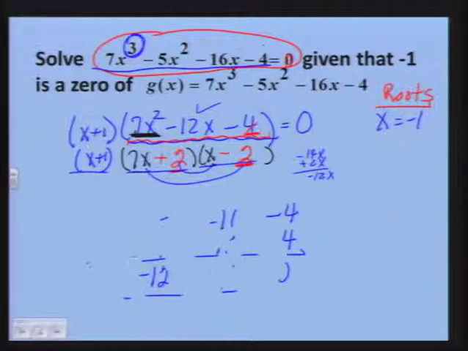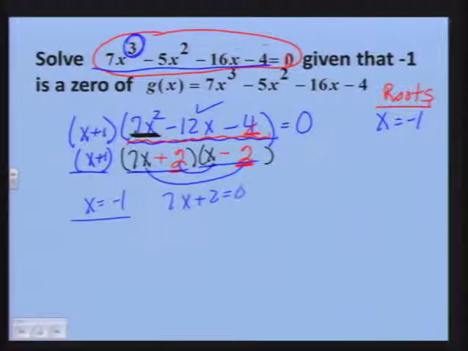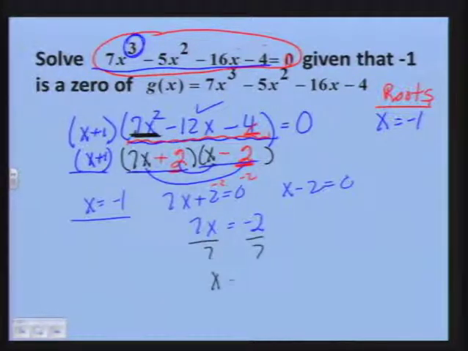We're going to set each factor with an x equal to 0, and we'll have all of our roots for our equation. Well, we already know that this one leads to x equals negative 1. But we'll let 7x plus 2 equal 0. Then we'll let x minus 2 equal 0. Subtracting 2 from both sides, we get 7x equals negative 2. Divide by 7, and we have x equals negative 2/7 for a root.